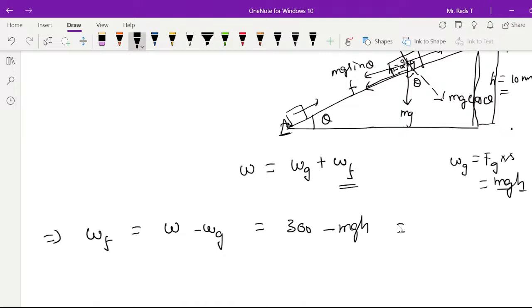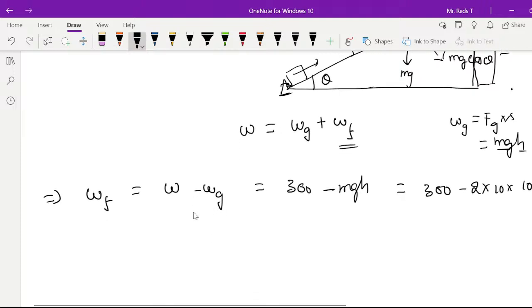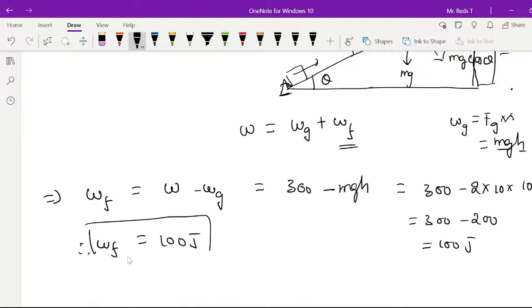If you substitute these values, you will get 300 minus, what is the mass? Mass is 2 kg, g is 10, h is also 10, so 200. 300 minus 200 is 100. Therefore work done by frictional force is 100 joule. Therefore work done against friction is 300 minus 200, equal to 100 joule. I hope you got it clearly.